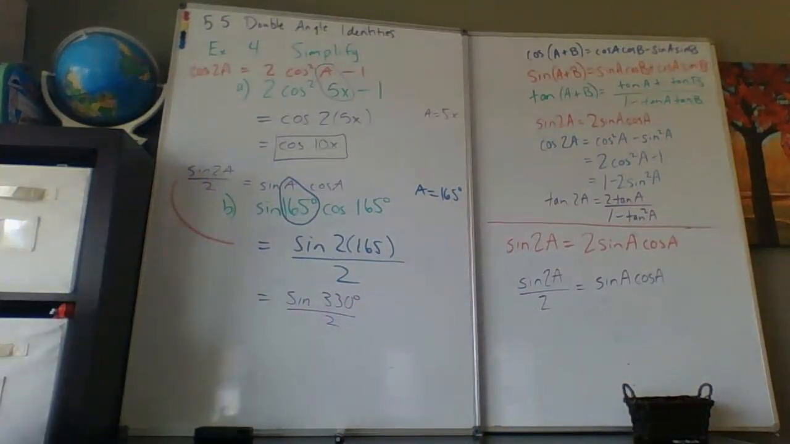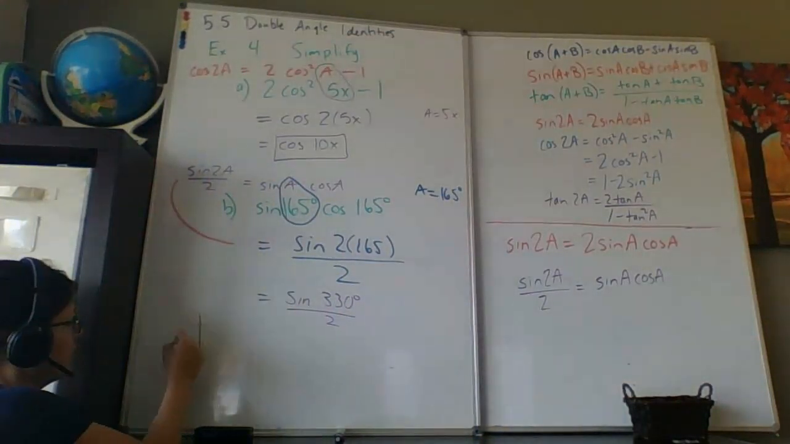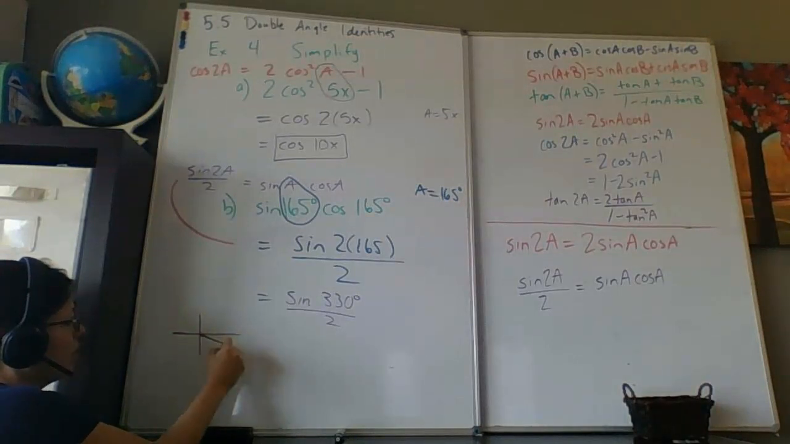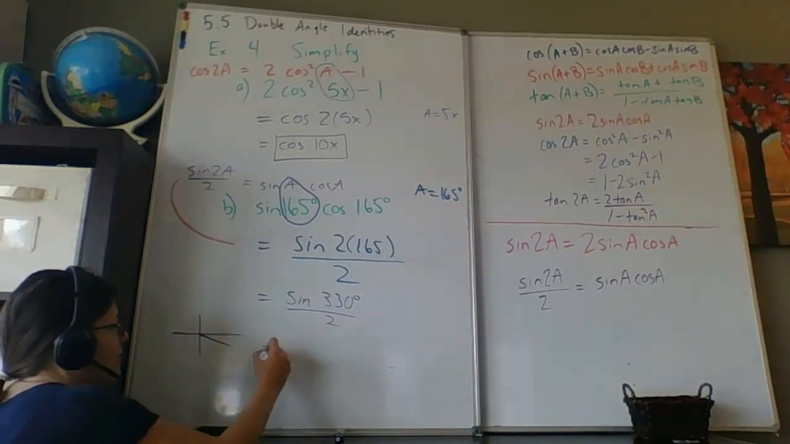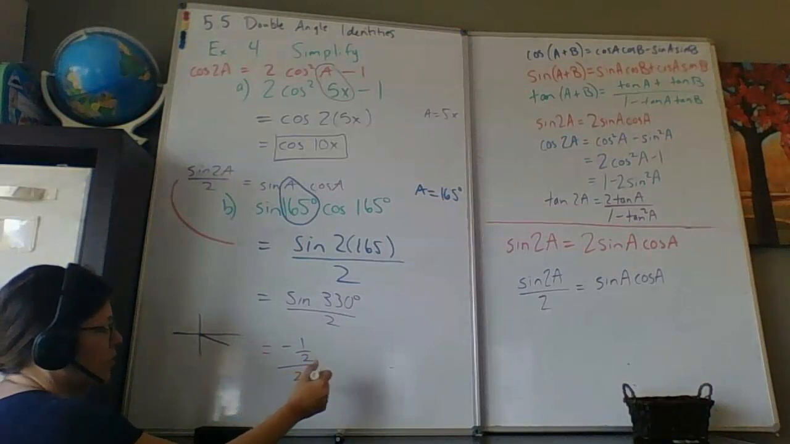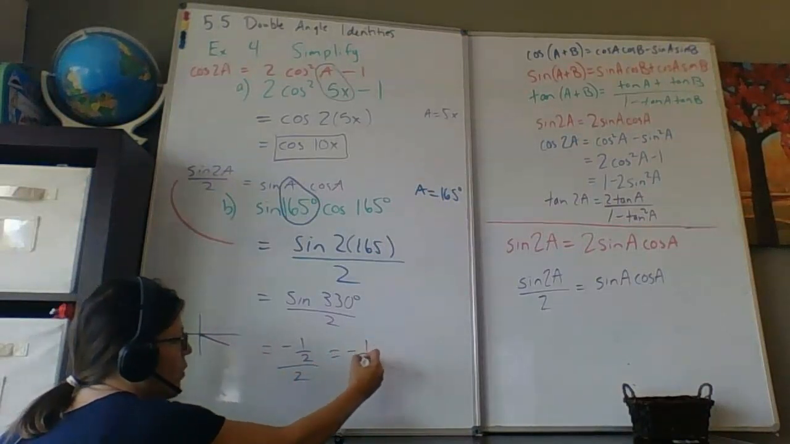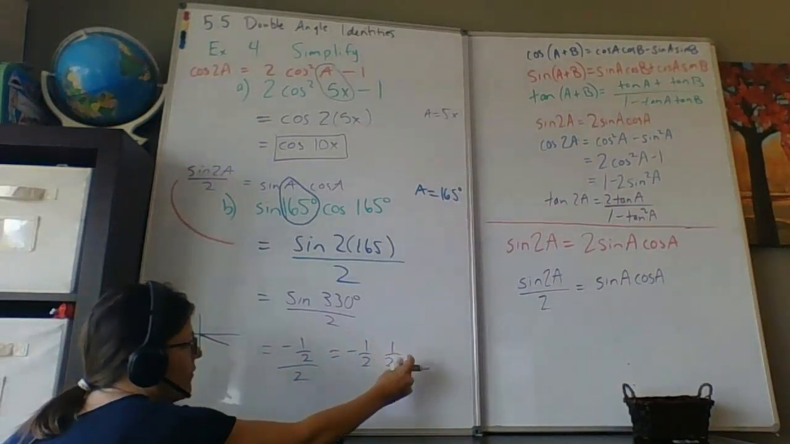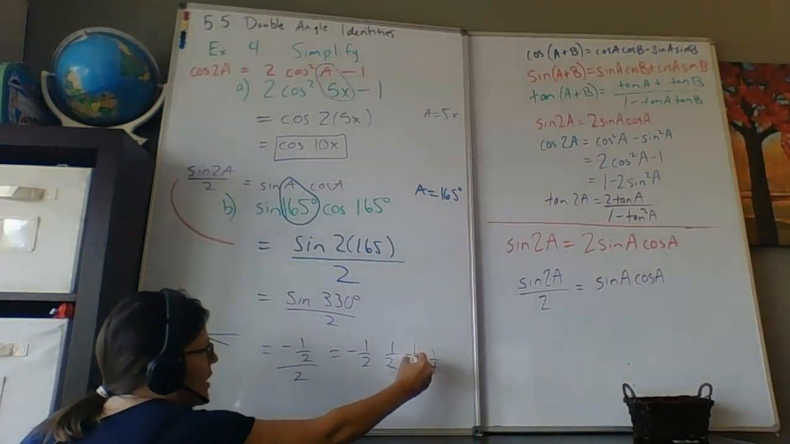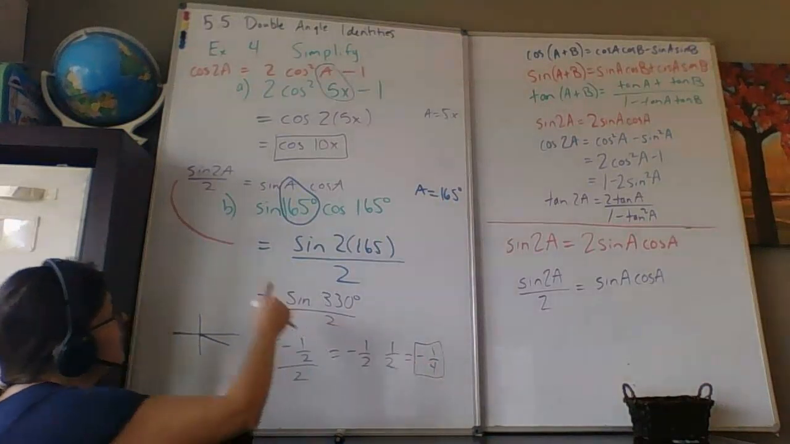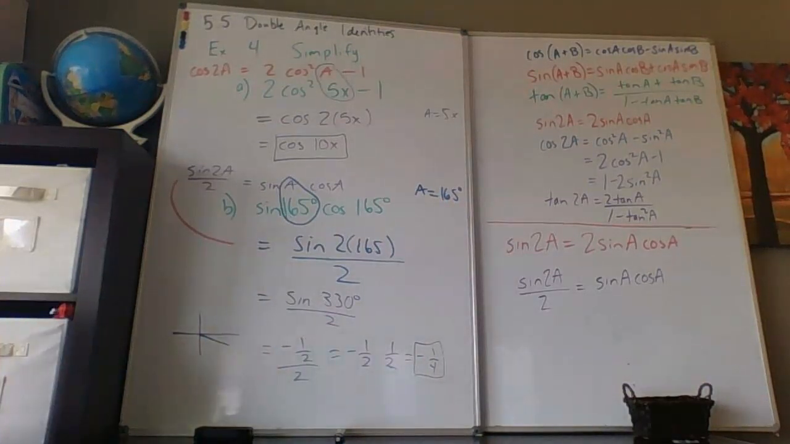However, 330 degrees is a special angle. It's in quadrant 4 with reference angle 30 degrees. So my sine value is -1/2. Let's flip the denominator and multiply. So we get -1/2 times 1/2, or -1/4.